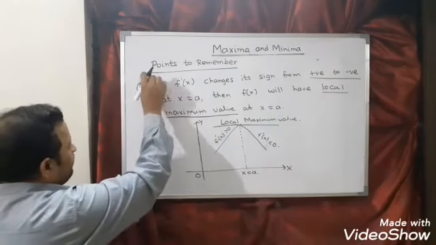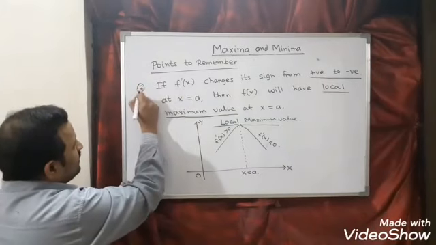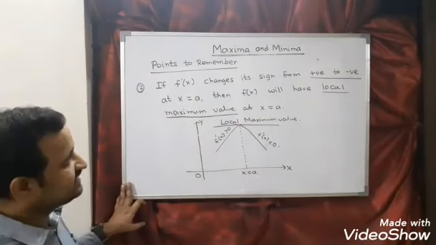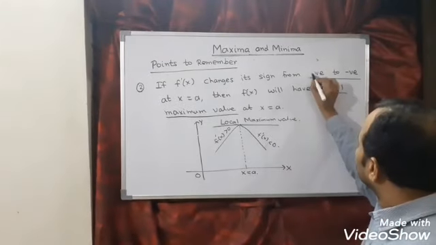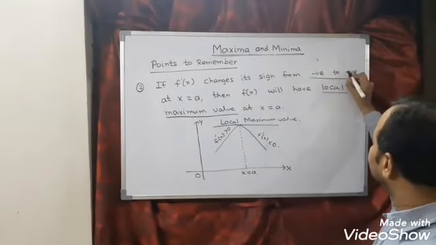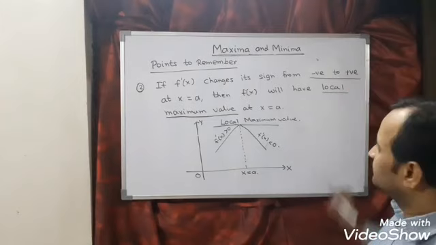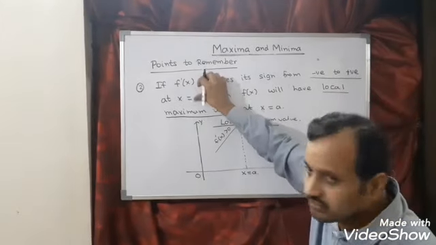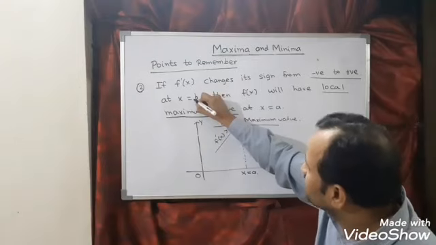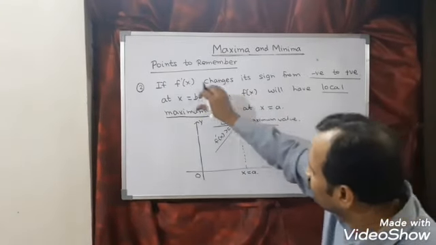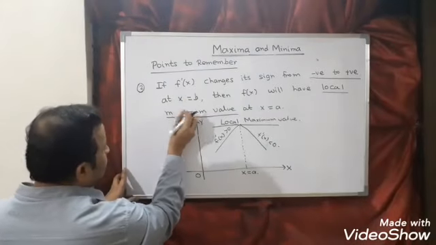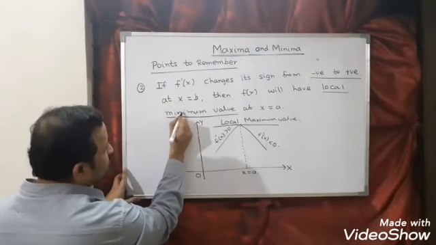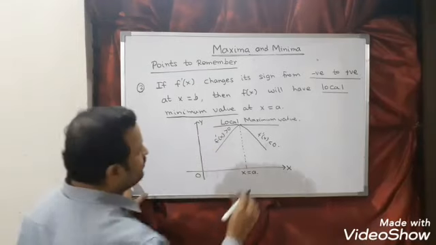Next point. If f dash x changes its sign from negative to positive at x is equal to, let us take this as b, then f of x will have a local minimum value at x is equal to b.